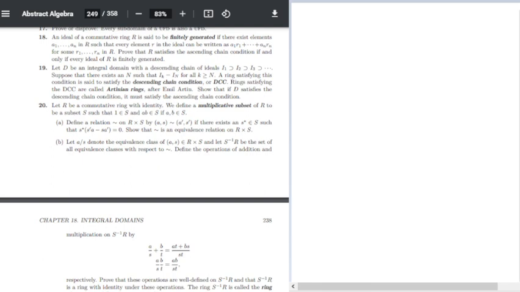Alright, let R be... Oh, okay. We're getting into the beginning of commutative algebra right here, so I'm going to really emphasize that. Let R be a commutative ring with identity. We define a multiplicative subset of R to be a subset S such that 1 is in S and AB is in S if A and B are in S. Define a relation sim on R times S by (A, S) is similar to (A prime, S prime) if there exists an S star in S such that S star S prime A minus S A prime is equal to 0.